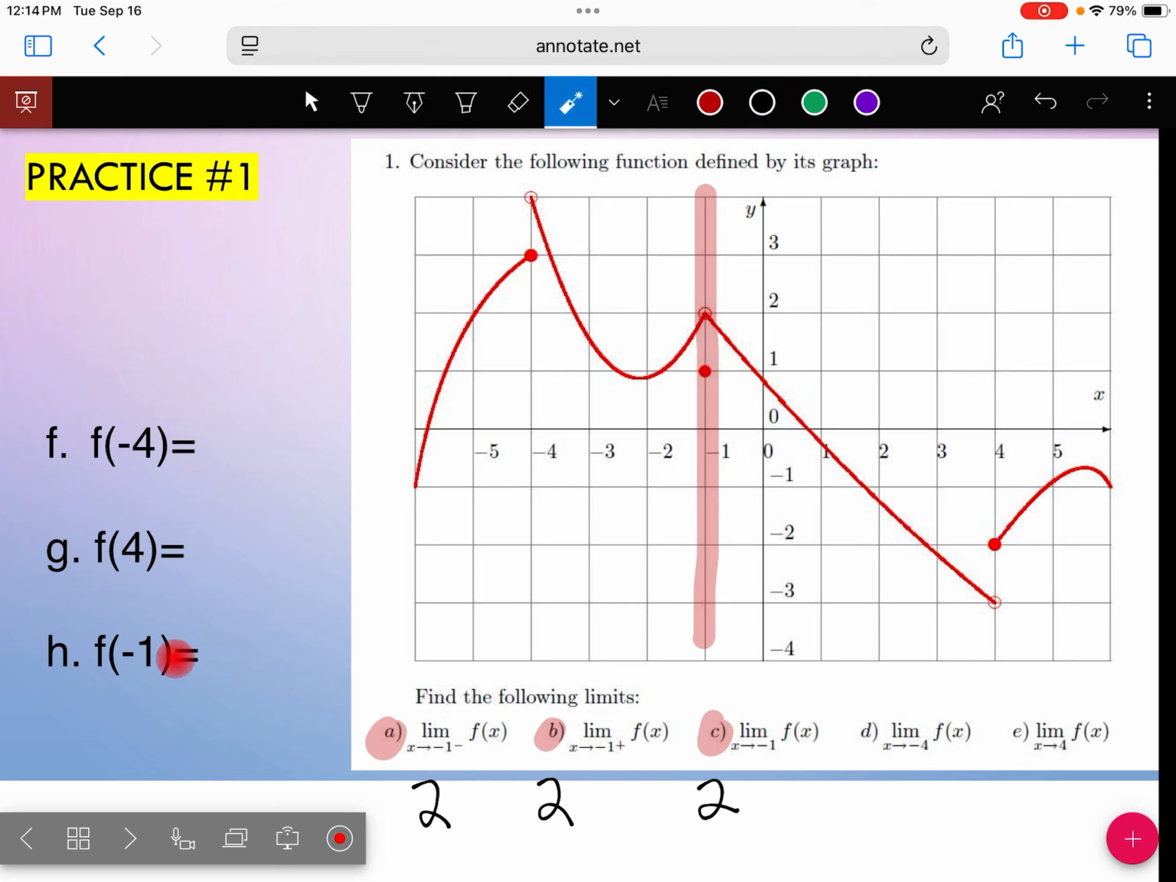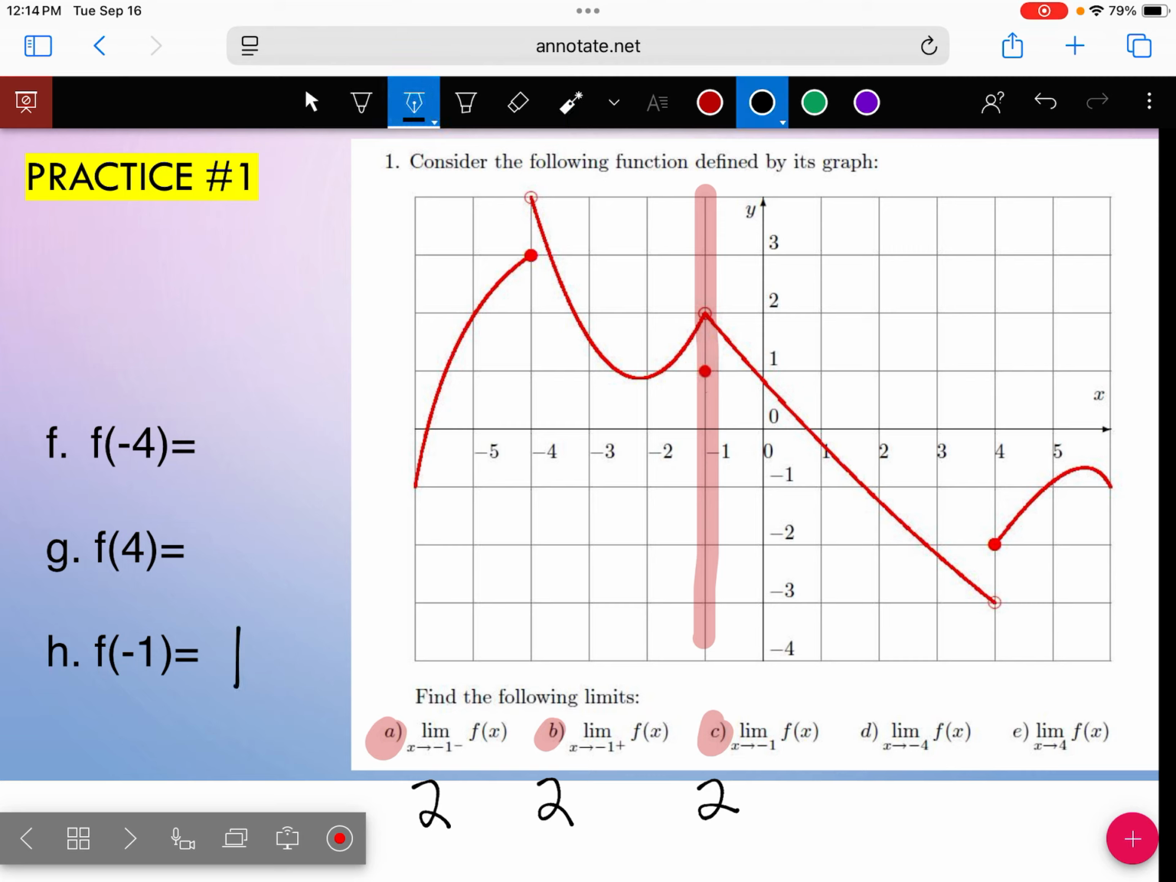Now I'm going to jump ahead to H, the one I added off to the side. Remember, on the graph this open circle means that it is undefined. So right here is undefined. But is there a place where x equals -1 is defined? Right here. And what is that number? 1.